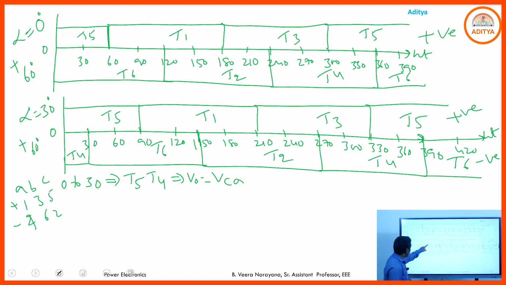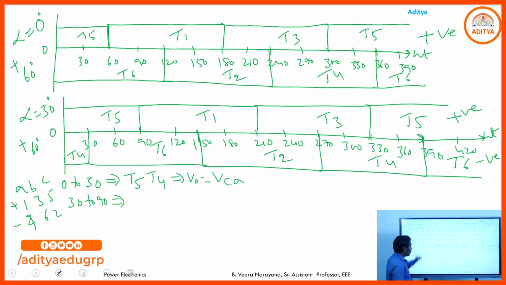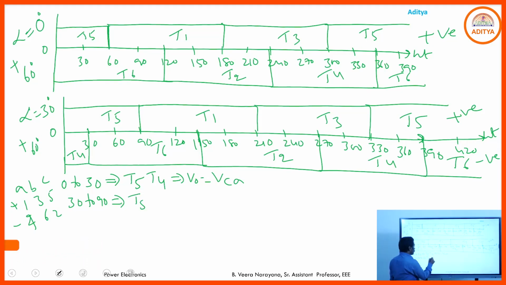Next, 30 to 90. Just go through the timing diagram. If you draw the timing diagram perfectly, then it is easy to draw the output voltage waveform. 30 to 90. What is the conducting SCR here? T5, T6. If 5, 6 are in the on state, what is the output voltage? T5, positive group, phase C. T6, negative group, B. So V0 is equal to VCB.